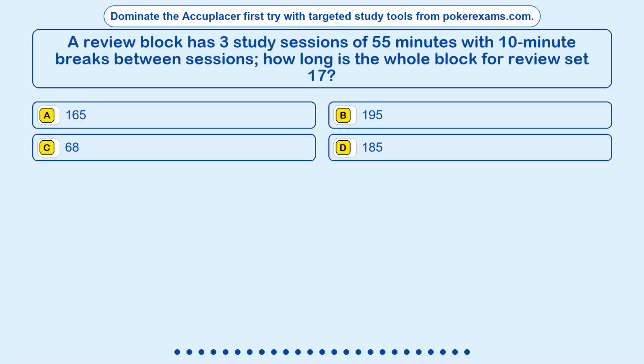Question 8. A review block has 3 study sessions of 55 minutes with 10-minute breaks between sessions. How long is the whole block for review set 17? Option A, 165. Option B, 195. Option C, 68. Option D, 185.